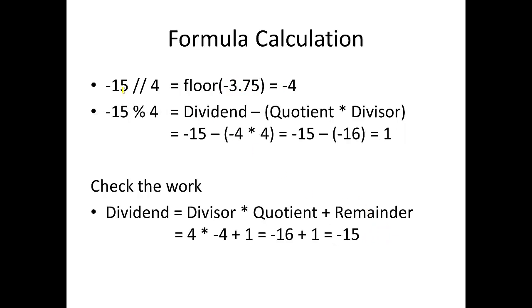Now for the last case, negative 15 floor divided by 4 equals the floor of negative 3.75. Again, we get negative 4. So negative 15 mod 4 from the same calculation gives us negative 15 minus negative 4 times 4 equals negative 15 minus negative 16, which results in 1. Now checking our work with the same formula, 4 times negative 4 plus 1 equals negative 16 plus 1, which equals negative 15, which is indeed what we started with.